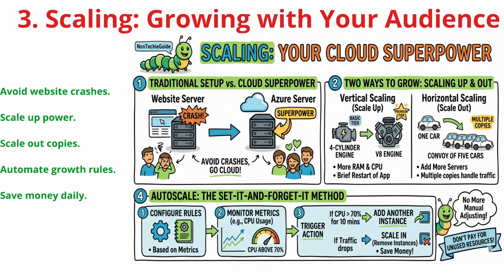Then, there's horizontal scaling, or scaling out. Instead of one big engine, you're adding more cars to the convoy. You tell Azure to run multiple copies of your app to share the load. The best part? You don't have to do this manually.